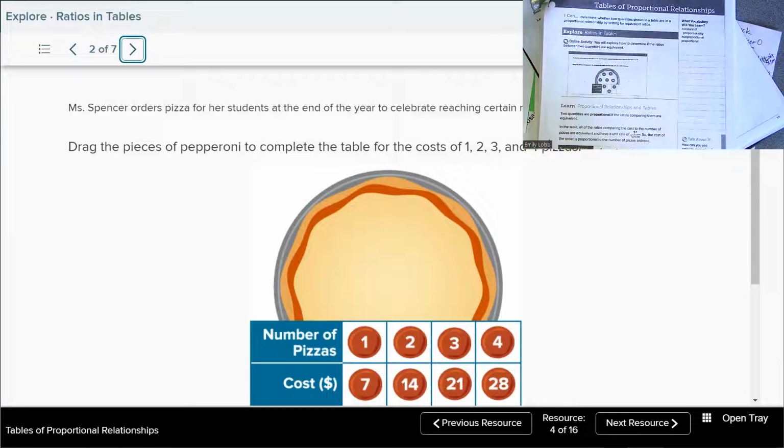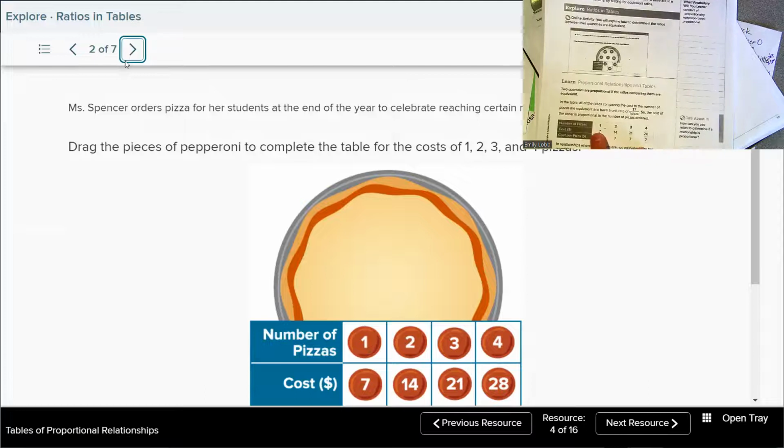All right. Do you guys see this table on your page? On page 21? Page 21. All right.